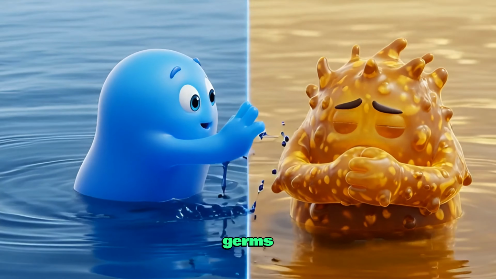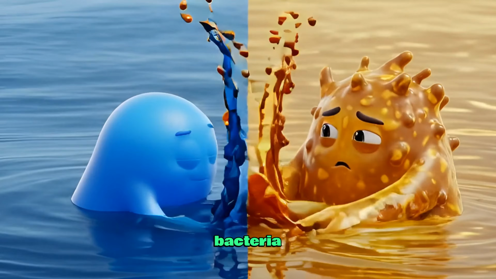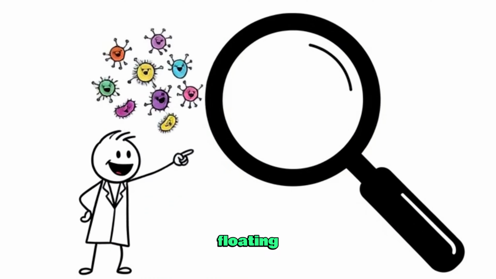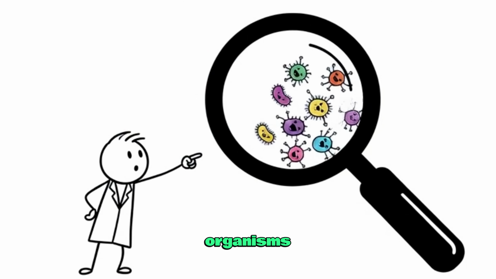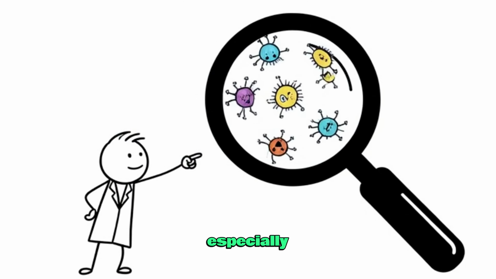Now let's talk about germs for a second. Bacteria and viruses aren't just floating around as naked little organisms. Many of them, especially viruses like the flu or COVID, have an outer layer made of lipids, basically a fatty membrane that holds the whole thing together. This lipid layer is their protective shell, their armor. Without it, they fall apart and become harmless.